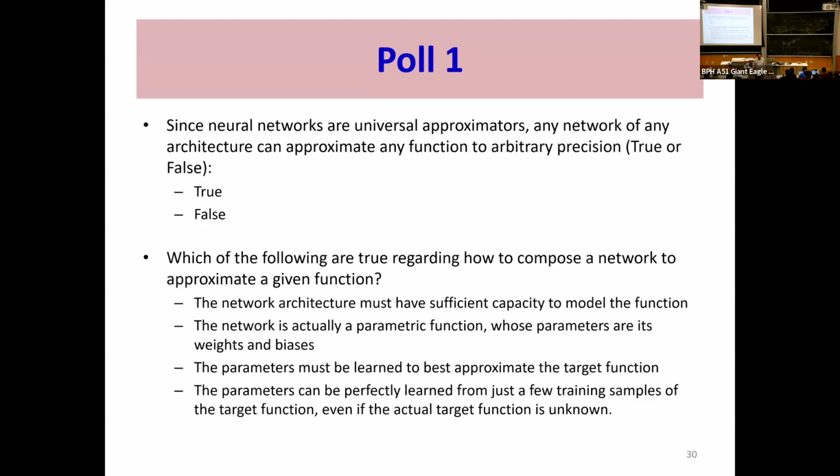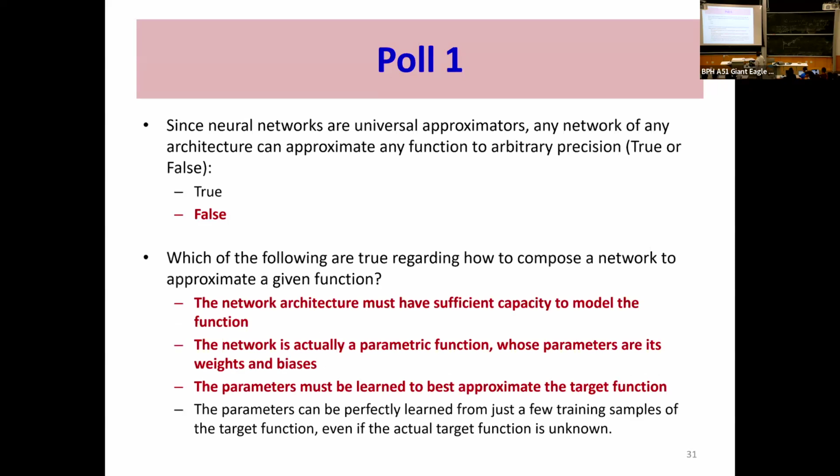So is everybody done? Most of you are done. What's the answer to the first question? And the second? The first statement, is it true? Yes. Second? Third? And fourth? Right. So since neural networks are universal approximators, any network of any architecture can approximate any function. This is not true. We saw this in the last class.